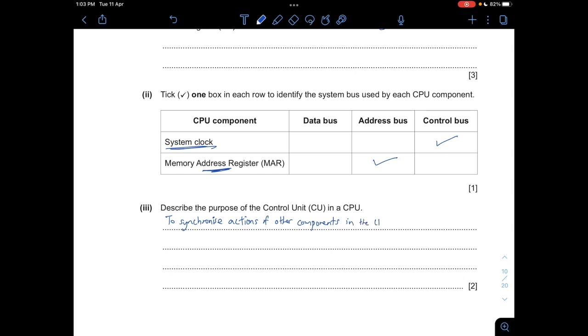And also to receive control signals along the control bus.